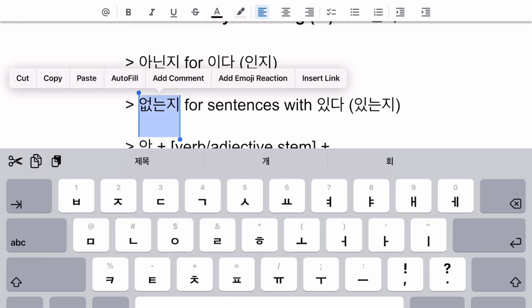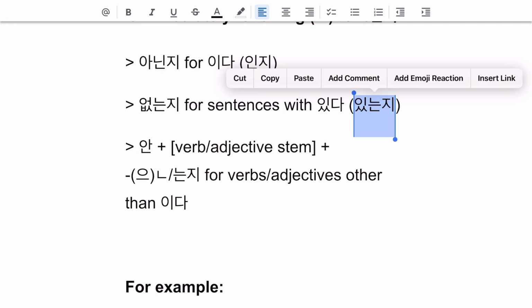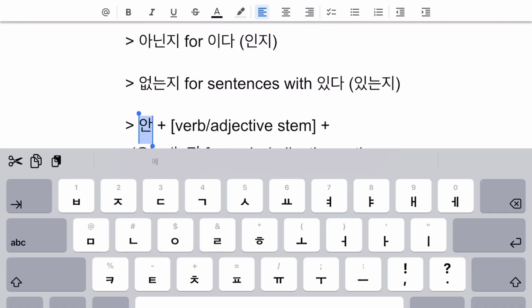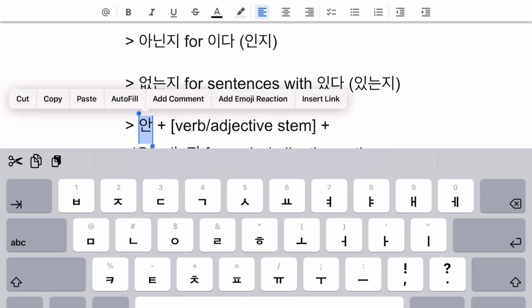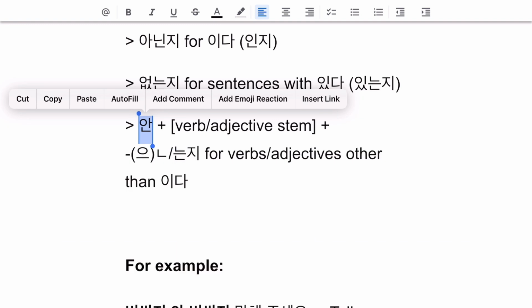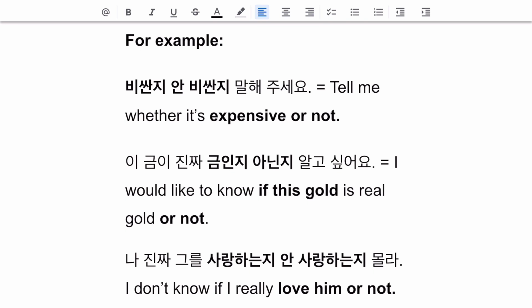We have 없다, 없는지. So 있는지 없는지. Is it here or not? And then 사랑하는지 안 사랑하는지. I don't know if I love him or not, that type of meaning. So you really just repeat it again, but the negative version. I have that down here if you didn't already see.